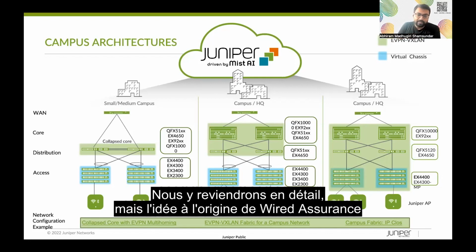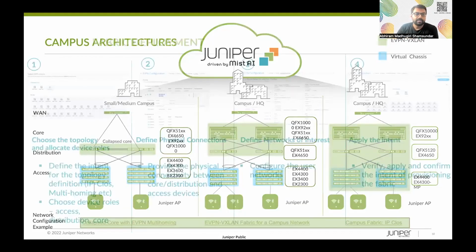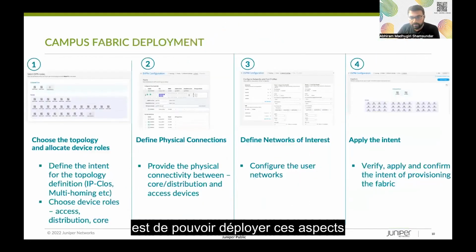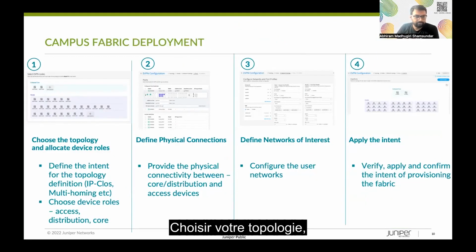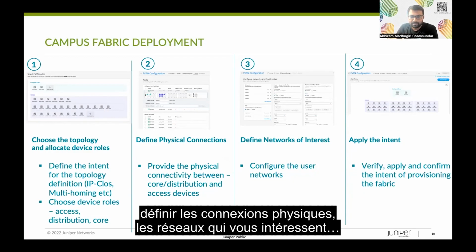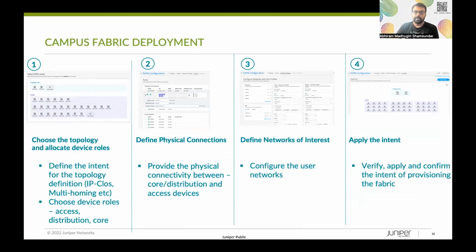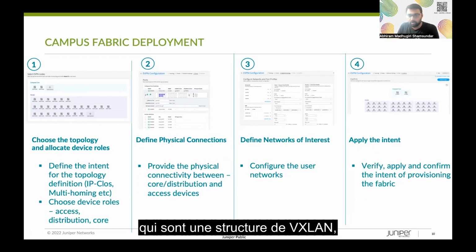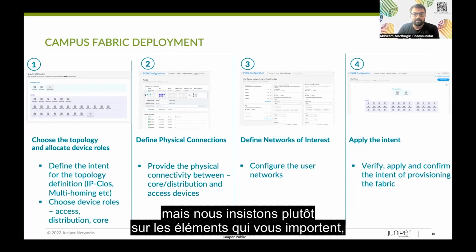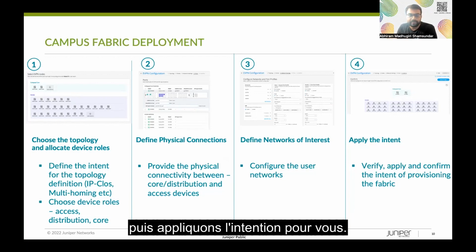All of these are discussed in great detail, but the idea behind wired assurance, though, is we are able to deploy these aspects as well using campus fabric deployment. So choose your topology, define the physical connections, define the networks of interest. These are all things that you do today. We're not asking you to do anything from a perspective of enabling VNIs, which are a construct of VXLAN, but rather we'll still focus on elements that you care about, and then we apply the intent for you.